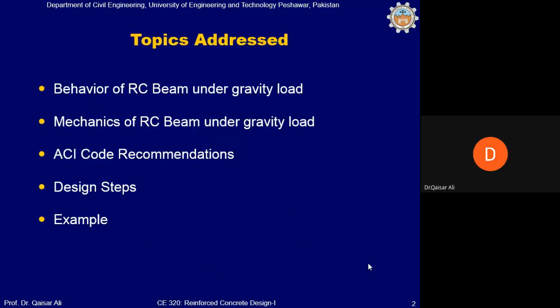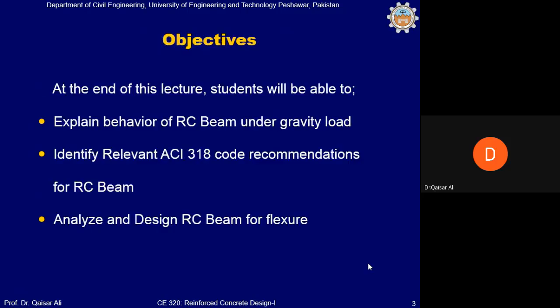Okay, the topics to be addressed in today's lecture are the behavior of reinforced concrete beam under gravity load. Then we will be studying the mechanics of RC beam under gravity load, ACI Code Recommendations and design steps examples. Generally, these are the topics which we will be discussing in almost every lecture, depending on the member for which we will be designing our beams or columns: behavior of the section under gravity load, mechanics, ACI Code Recommendations, design steps and examples.